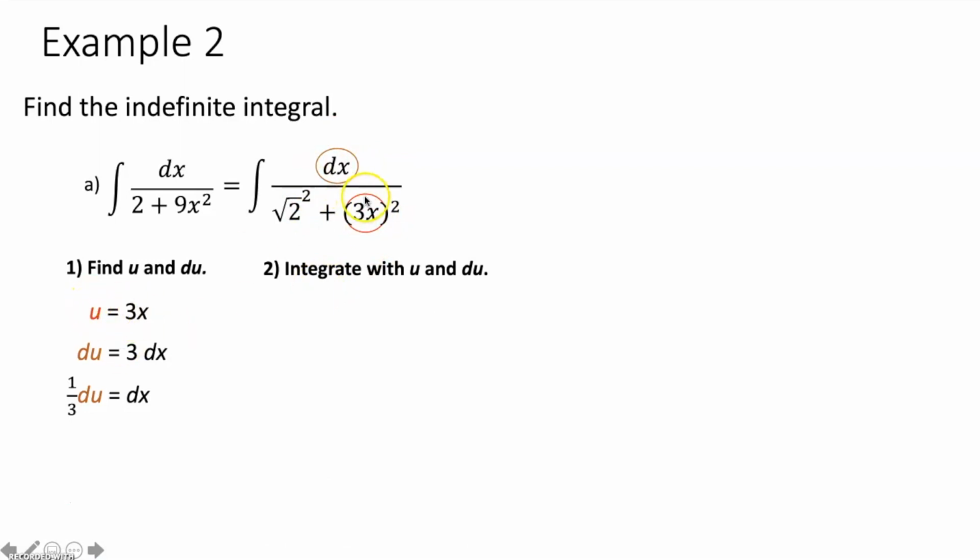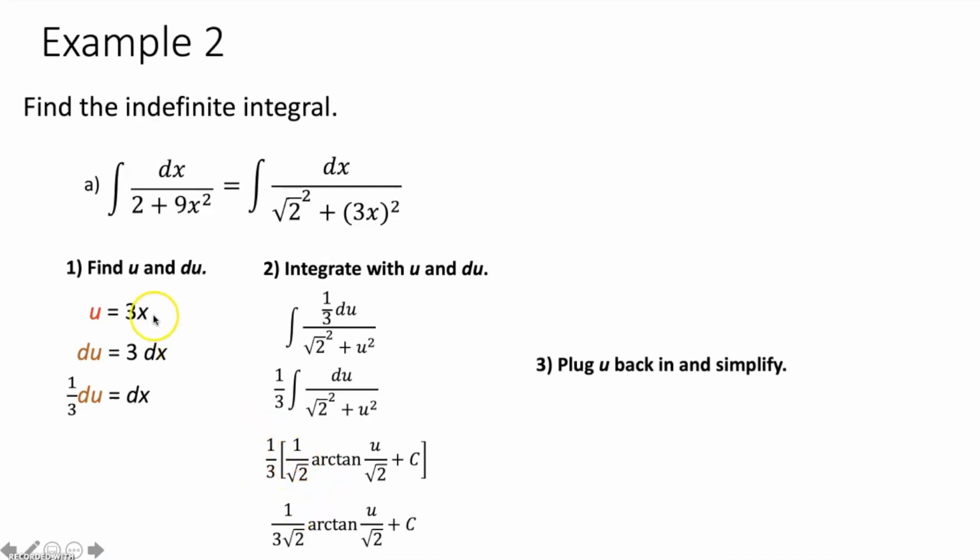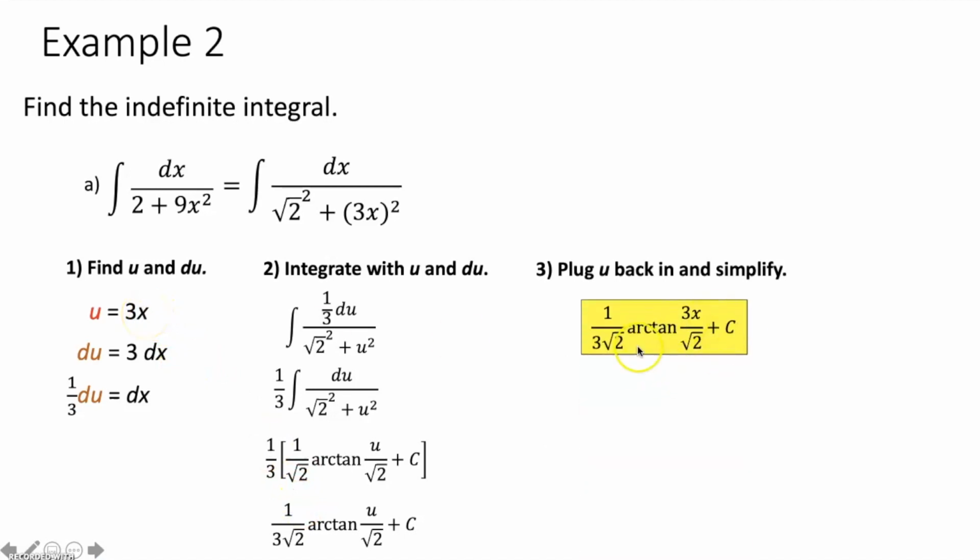I could take u, plug it in for 3x. I could take 1/3 du and plug it in for dx. Now I can evaluate this integral. So this 1/3 is just a constant. I can move it out front of the integral sign. I can now evaluate this integral using that formula that we know for arctan, and then I multiply that 1/3 on the front. Then what I can do is take whatever I set u equal to at the beginning, 3x, plug it back in for u, and I have successfully evaluated this integral.